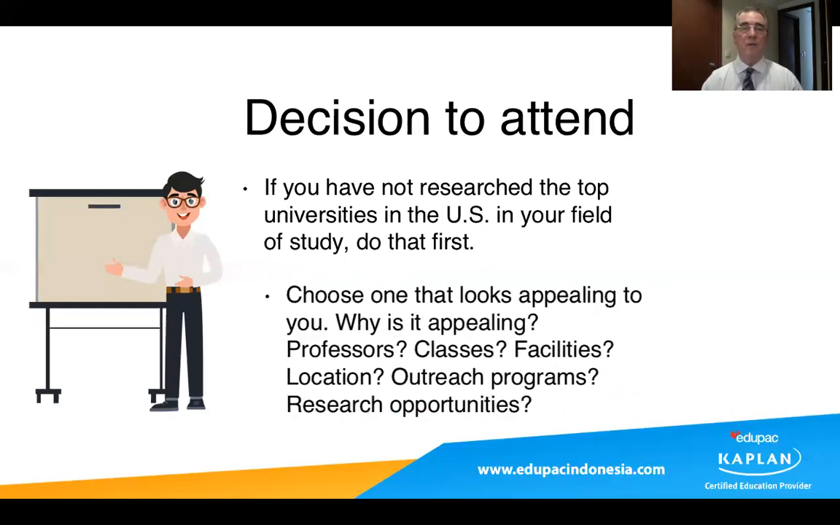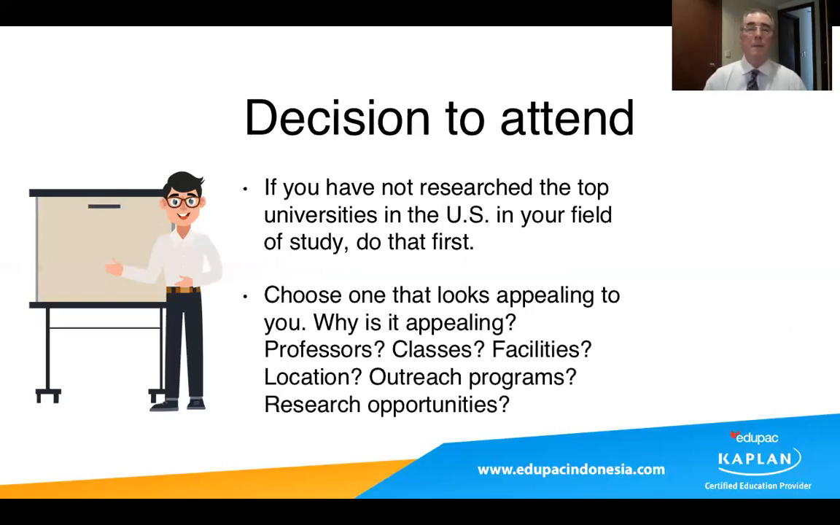All right, finally, choose one that looks appealing to you. And then in your personal statement, you must explain why that university and that program is appealing. Is it the professors, the classes, facilities, location, outreach programs that they have to local companies, perhaps research opportunities? When you decide to apply to a university, you should be clear about what it is that they are offering to you that is attractive and worthwhile for you, and you must explain this in your personal statement.